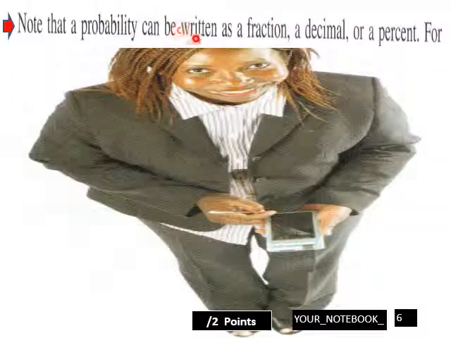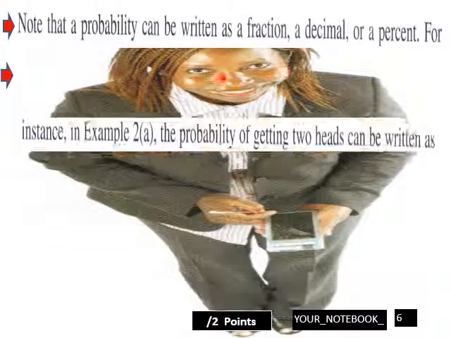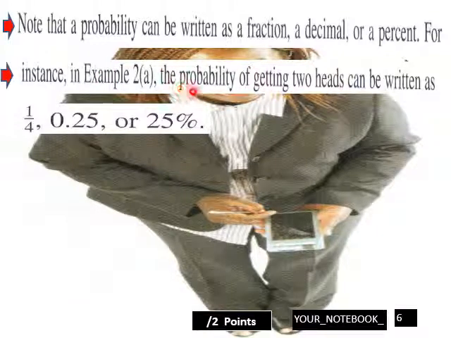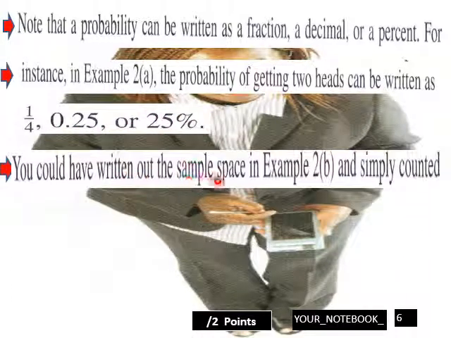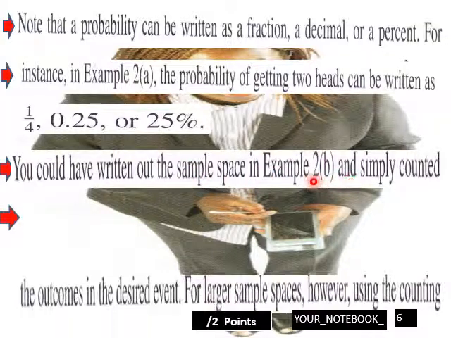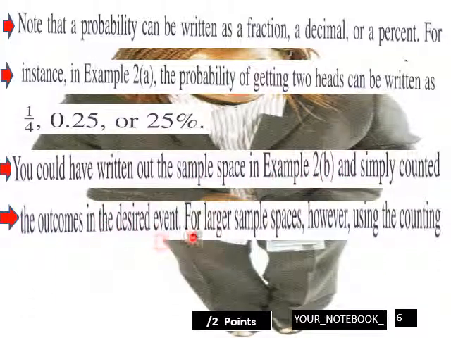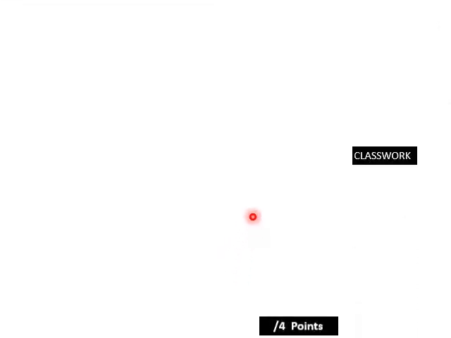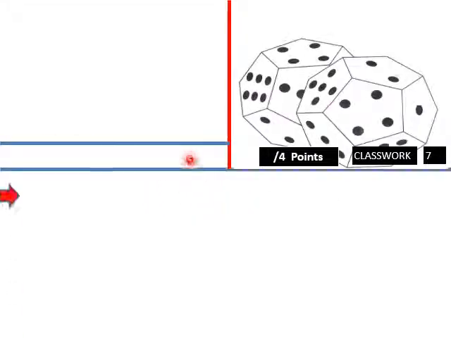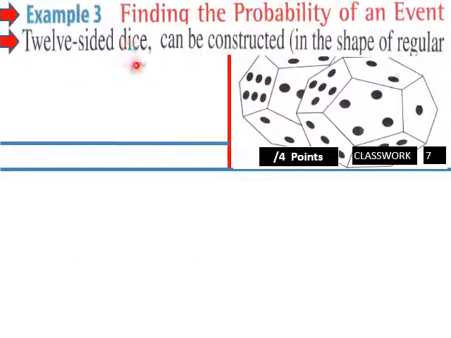Note that a probability can be written as a fraction, decimal, or a percent. For instance, in Example 2a, the probability of getting 2 heads can be written as 1 over 4, 0.25, or 25%. You could have written out the sample space in Example 2b and simply counted the outcomes in the desired event. For larger sample spaces, however, using the counting principles described in Section 8 could save time. You could also just write it as a percentage.